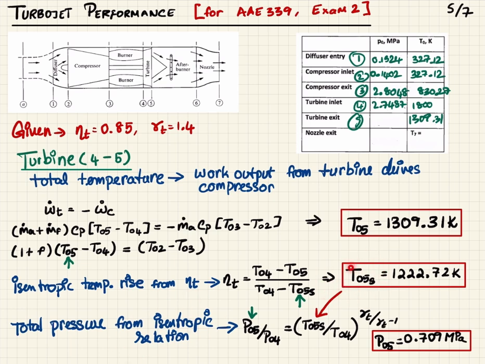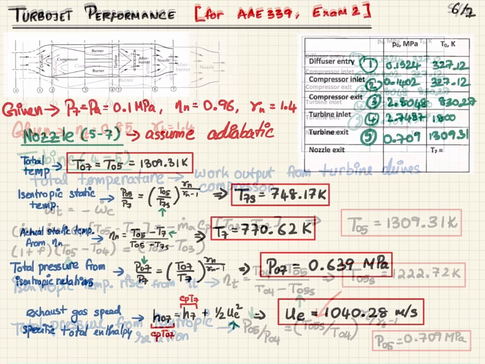We need to use our isentropic temperature for this. So we can use this in the isentropic relations to solve for the stagnation pressure at the exit, and we determine that to be 0.709 megapascal. Okay, moving on to the nozzle.